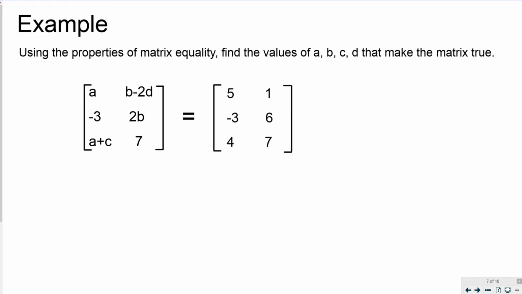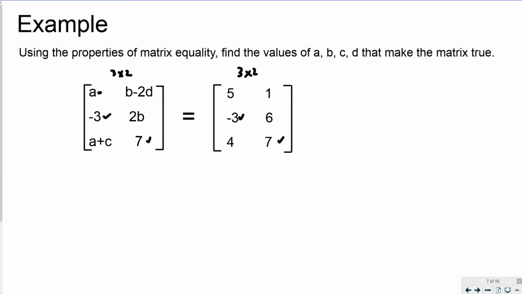So, using the properties of matrix equality, find the values of A, B, C, D that make the matrix equation true. First and foremost, I'm going to check and say, hey, this is a 3 by 2, and this is a 3 by 2. And I do know that 7 equals 7 in a corresponding spot, and negative 3 equals negative 3 in a corresponding spot. So now, all I really need to do is see what values I can figure out right away.